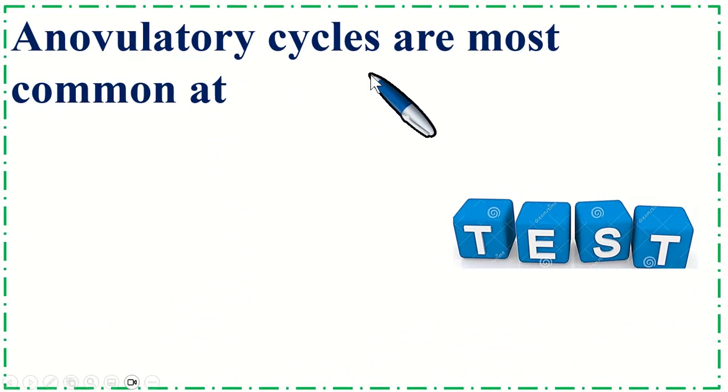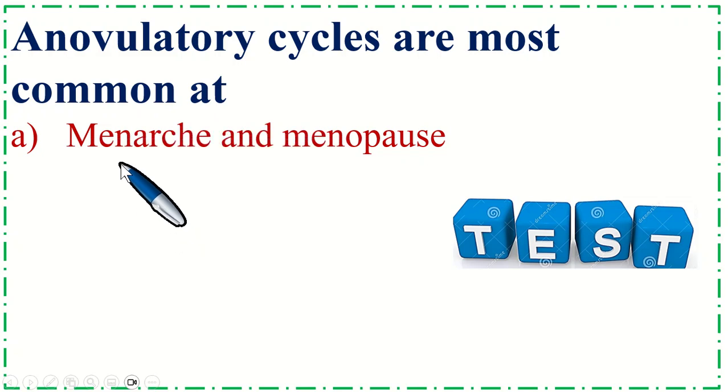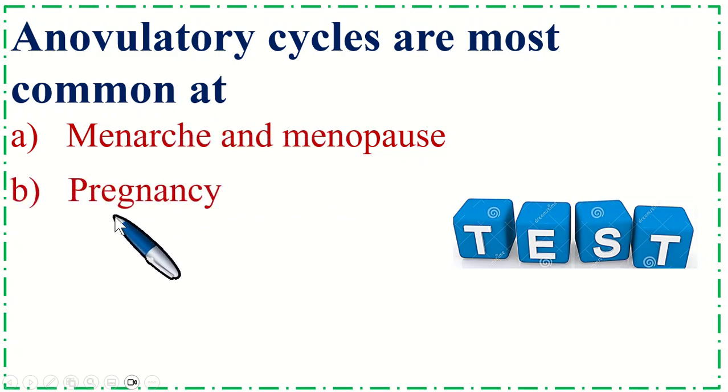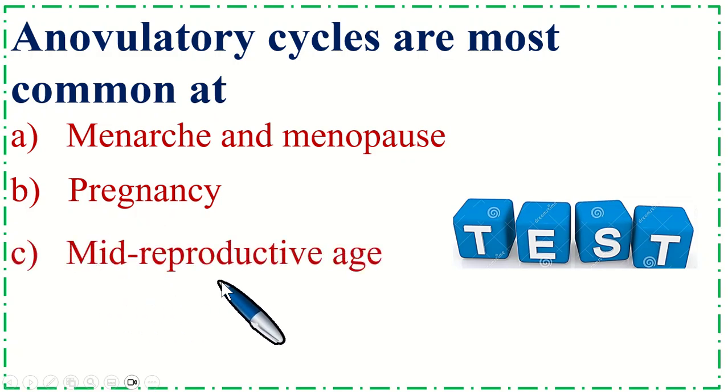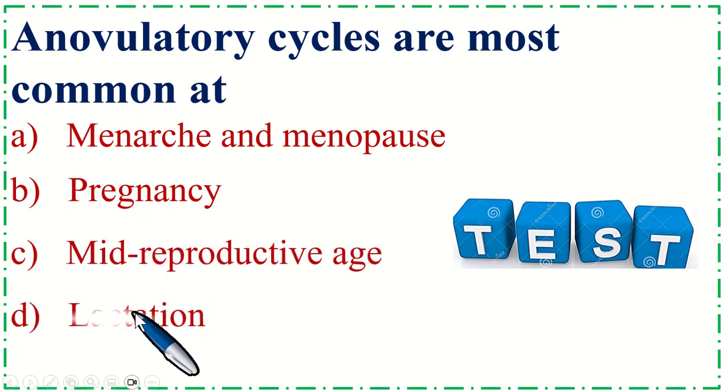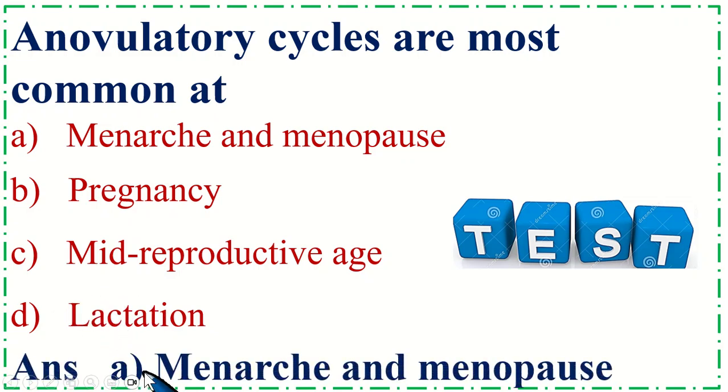Ovulatory cycles are most common at option A menarche and menopause, B pregnancy, C mid reproductive age, option D lactation. So the correct option is A menarche and menopause.